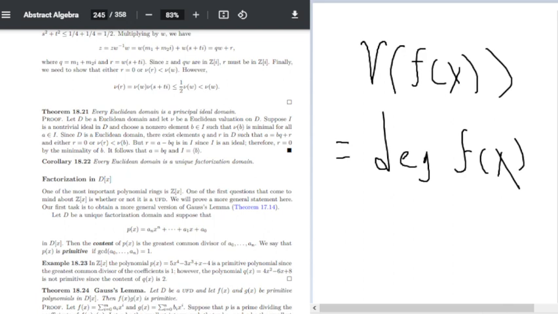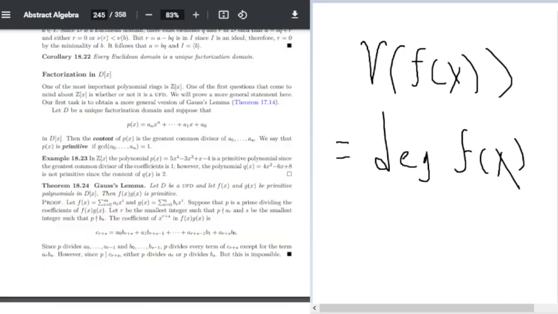Okay. So, factorization in D adjoin x. One of the most important polynomial rings is Z adjoin x. One of the first questions that comes to mind about Z[x] is to ask whether or not it is a UFD. We will prove a more general statement here. Our first task is to obtain a more general version of Gauss's lemma.